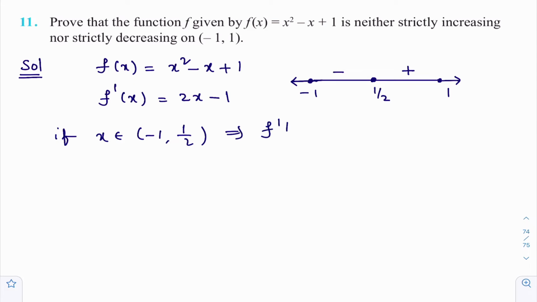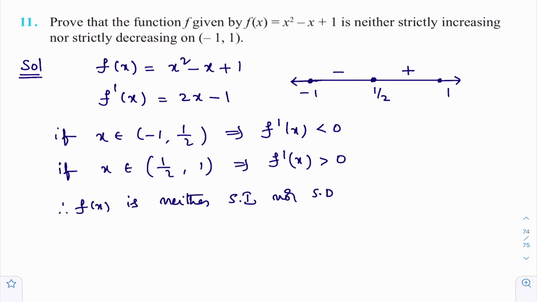So here I'll write if x belongs to open interval minus 1 comma 1 by 2, that implies f dash of x is less than 0. If x belongs to open interval 1 by 2 comma 1, that implies f dash of x is greater than 0. Therefore, f of x is neither strictly increasing nor strictly decreasing. I hope you understand this class.